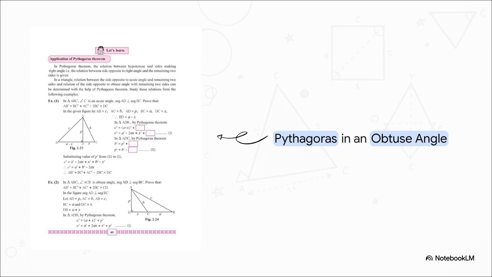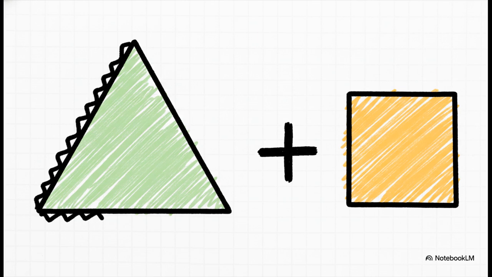We once again use Pythagoras on the large right-angled triangle ADB and the smaller one ADC. When we substitute the values, we arrive at the obtuse angle formula. AB squared equals BC squared plus AC squared plus 2 times BC multiplied by CD. Do you see what happened here? Because the angle has opened up and become obtuse, the side opposite to it, AB, has naturally become longer. Therefore, to make the equation balance, we must now add that extra rectangular area. That plus sign is the absolute key difference here.